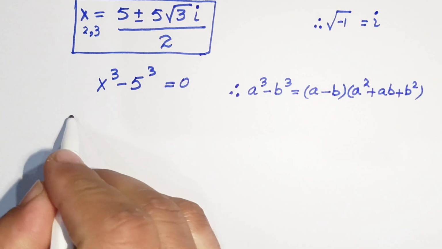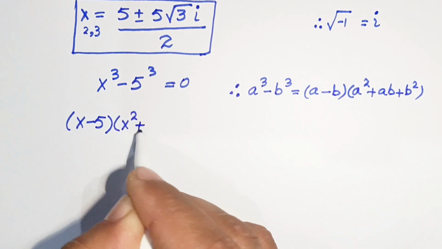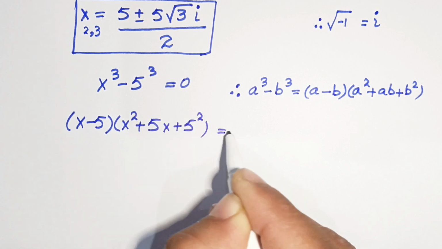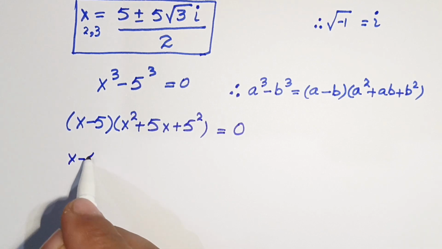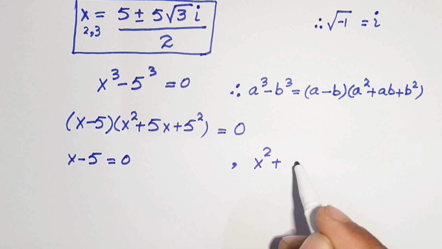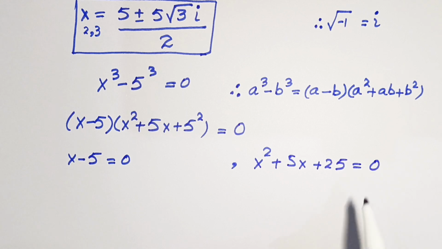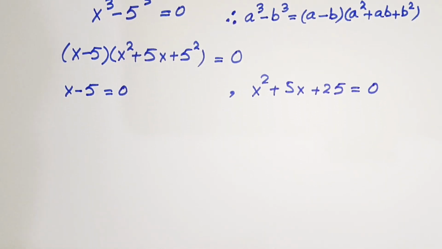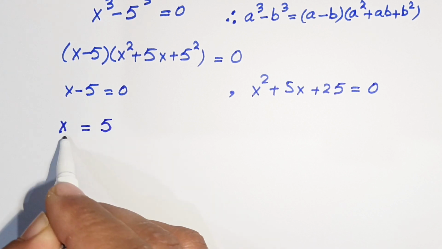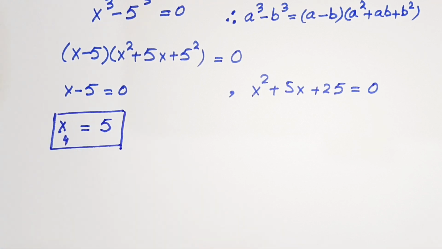So here, x minus 5 times x squared plus 5x plus 5 squared is equal to 0. Now x minus 5 is equal to 0, and the other factor is x squared plus 5x plus 5 squared, which is 25, equal to 0. If we shift this minus 5 we get plus 5, so our value of x4 is 5, which is a real solution.